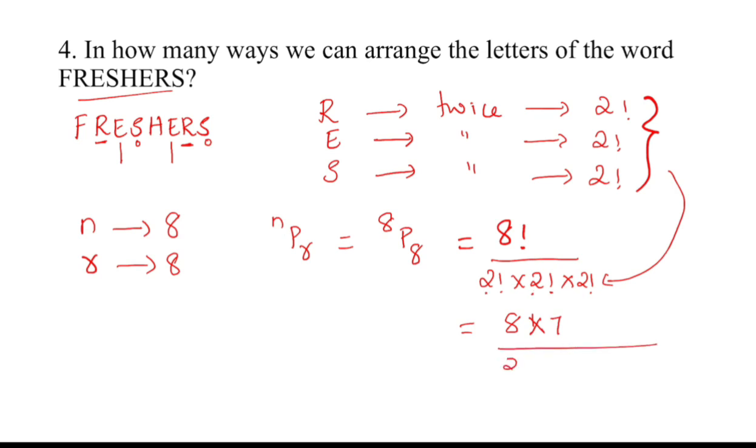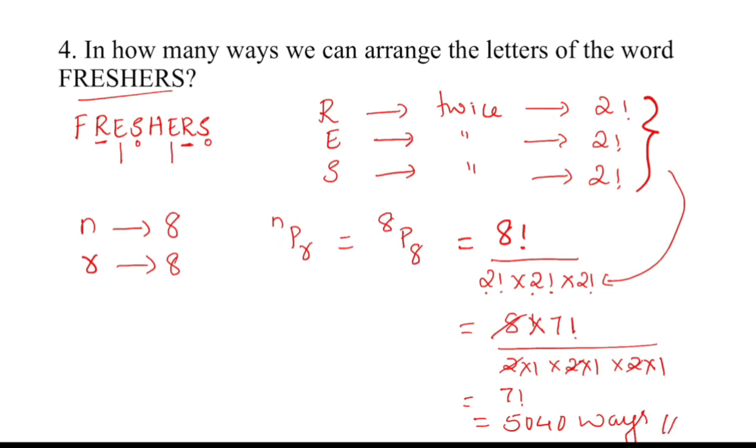2 into this it is expressed as 2 into 1 into 2 into 1 into 2 into 1. This is nothing but 2 into 2 into 2. 2 2s are 4, 4 2s are 8. So 2 will cancel with this 8 and into this 7 factorial. So 7 factorial value is 5040. Okay. So therefore freshers can be arranged in 5040 ways.